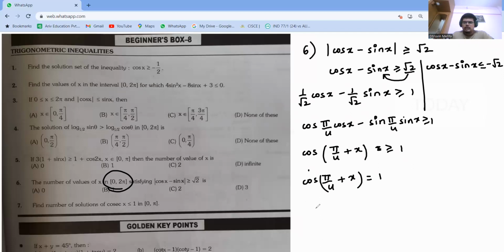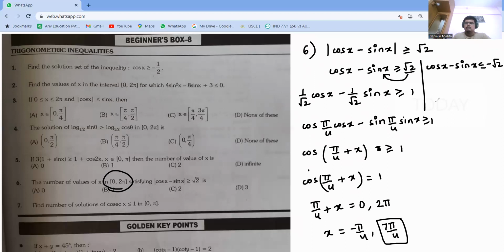So cos of which angle is equal to 1? 0. So cos of 0, and what else? We can take 2 pi. So from here we will get x is equal to negative pi by 4. इसको हम discard कर देंगे because we want from 0 to 2 pi, and 2 pi minus pi by 4. So 2 pi minus pi by 4 will be 7 pi by 4. So 7 pi by 4 is a correct solution.